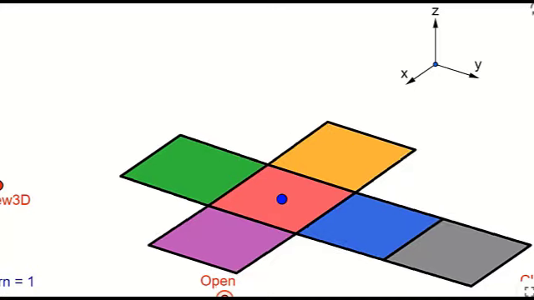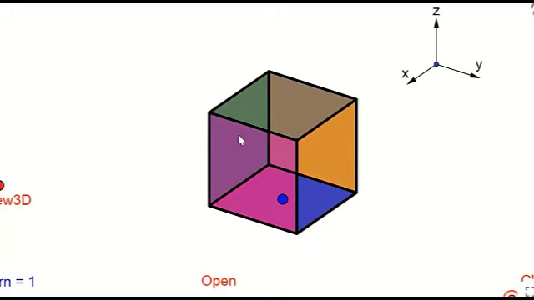Let's count its vertices. 1, 2, 3, 4, 5, 6, 7, 8. So the cube has 8 vertices.